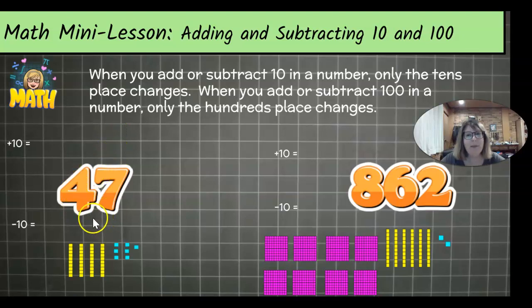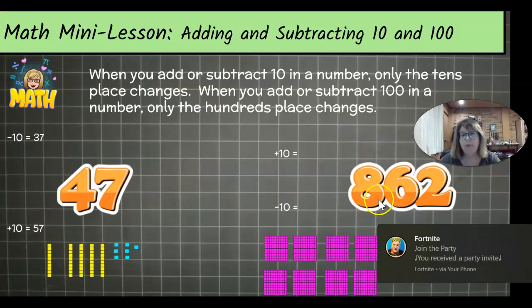So if I'm looking at my number here, 47, and I wanted to subtract 10, what I would do is take one of these tens away. And now I have 37. There you see, if it's minus 10, you go to 37. The 4 is the only thing that changes, to a 3. Now, what if I wanted to add 10? Well, when I add 10 to 47, then it becomes 57.